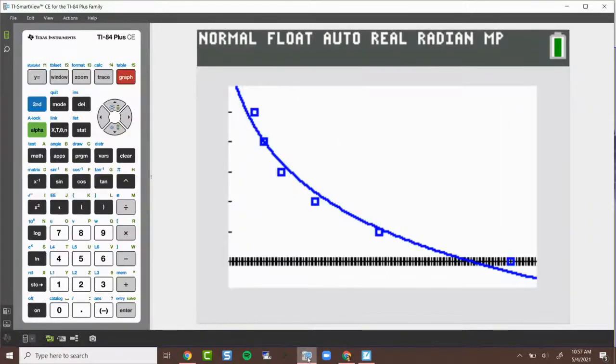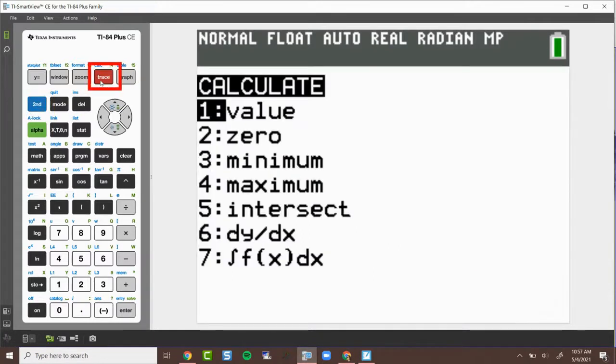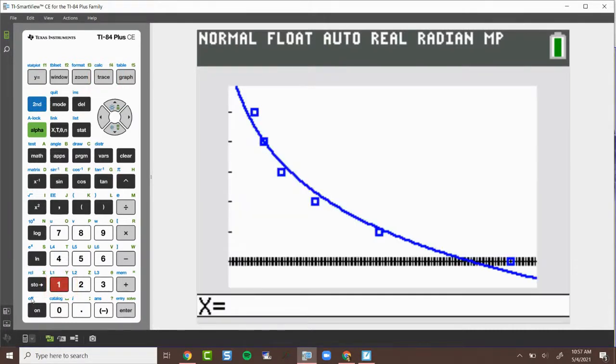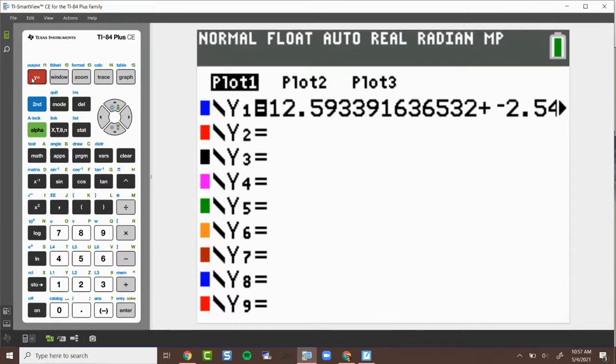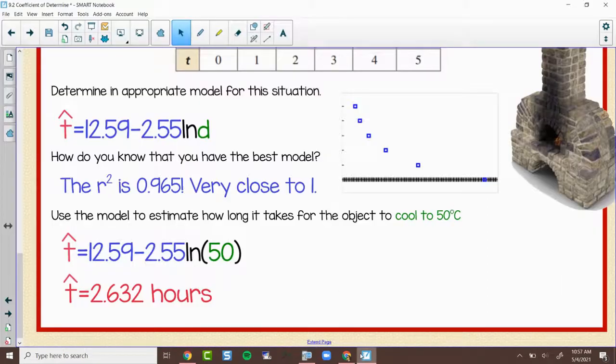If you stored that equation in your calculator, you can actually hit your second and trace, remember our happy place. You can choose option 1 and actually plug in 50 degrees. And there's your time, so 2.632 hours. So that's a really nice shortcut to help you plug in a little faster, especially because you have all these extra decimals. You can see your graphing calculator actually includes more decimals than we possibly could put on our paper.